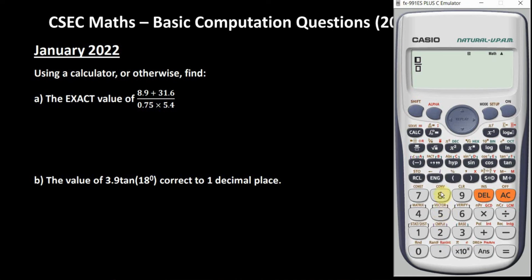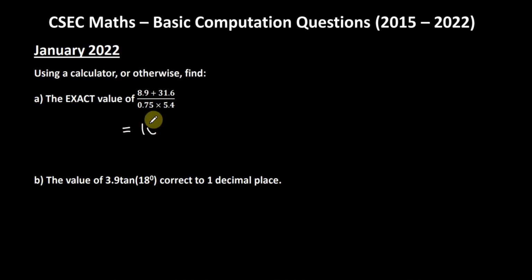In the numerator we have 8.9 plus 31.6. In the denominator we have 0.75 times 5.4. Alright, we can go ahead and press the equal sign, and the result is 10. That's a nice number, right? So it's just 10.